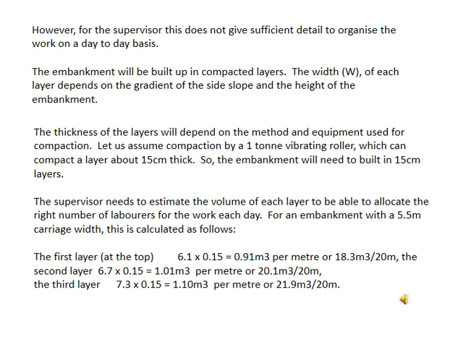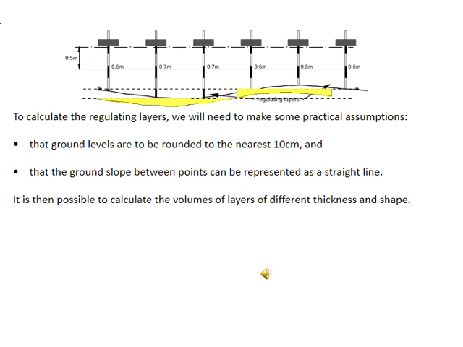Per meter, the layers are: first layer 6.1 multiplied by 1.5, 0.91 meter cube per meter, or 18.3 meter cube per 20 meter. Second layer 6.7 multiplied by 1.5, 1.01 meter cube per meter, or 21 meter cube per 20 meter. Third layer 7.3 multiplied by 1.5, 1.1 meter cube per meter, or 21.9 meter cube per 20 meter. This is the way we construct the embankment.